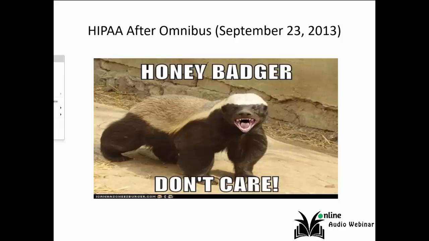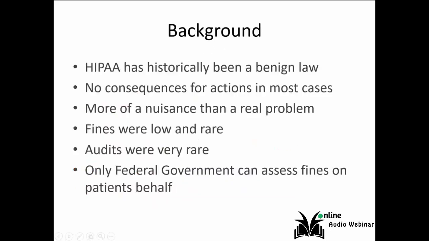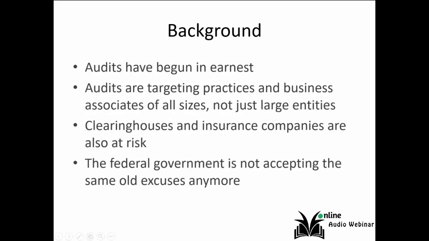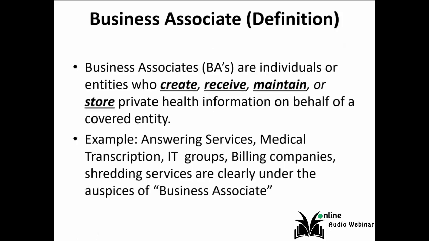After the omnibus rule, that's when true enforcement started to happen, equalizing the burden between business associates and covered entities. Historically, this has been benign, with no consequences for actions in most cases, more of a nuisance. Audits have begun in earnest. Big, small, short, and tall, size and scope do not matter; we are all at risk. Could we be fined for violations even if a breach doesn't occur? Yes. A business associate could be as small as one person. A business associate could also be Apple or Microsoft or Amazon Web Services, Google Cloud, your EMR vendors. So they can be very, very large organizations too.